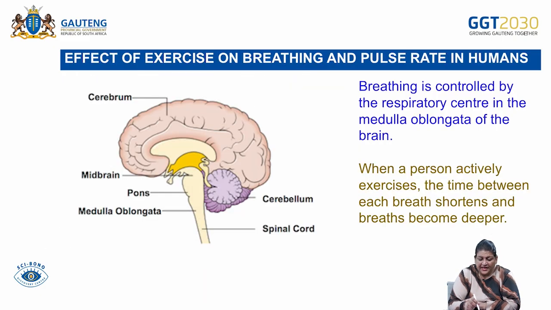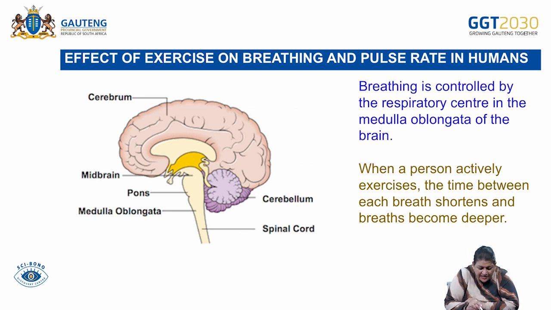All right. Now, learners, this is very important. You're going to be tested next year on the effect of exercise on the breathing and the pulse rate in humans. So this is part of the brain. You're going to learn this part next year, that this is the cerebrum, the largest part of the brain. You'll learn about the functions next year.